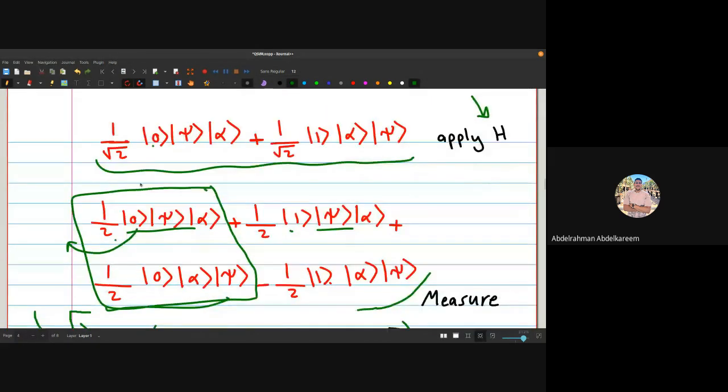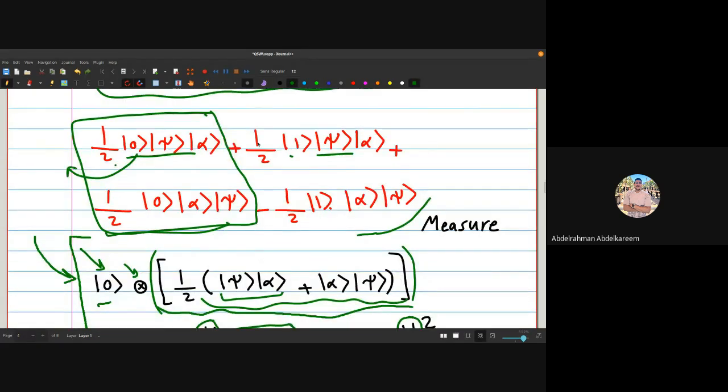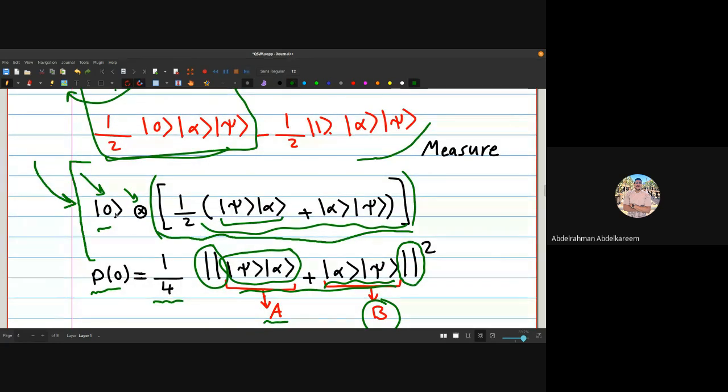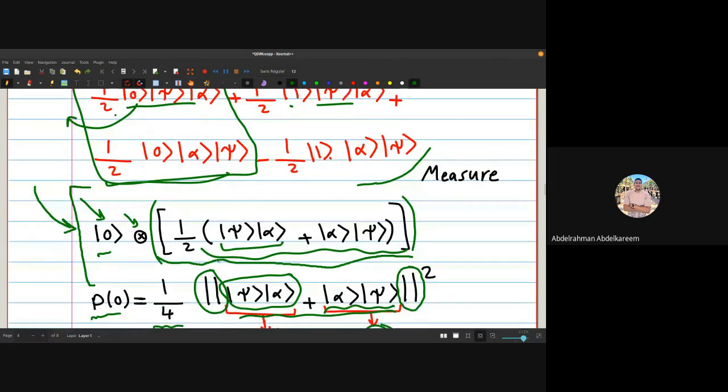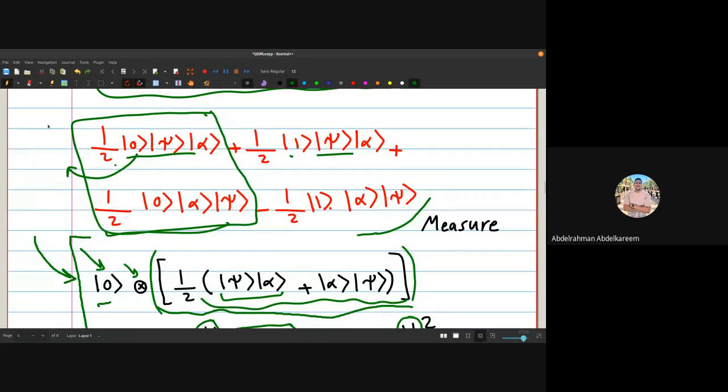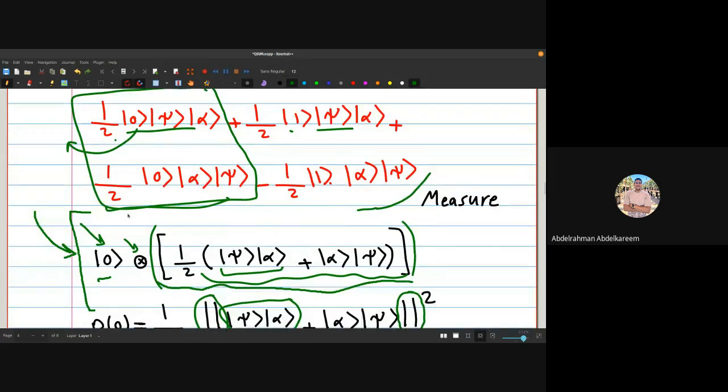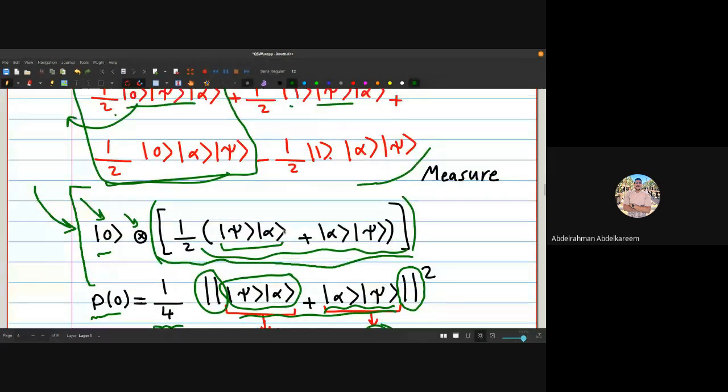So we apply Hadamard again on the first qubit. Two states will give us 4 terms. Then we'll group the 0 out of these two terms. It will be ket 0 and half. It's just like taking a common factor, so it's not that hard. Half ket psi, ket alpha plus ket alpha, ket psi. So this step is clear for now.